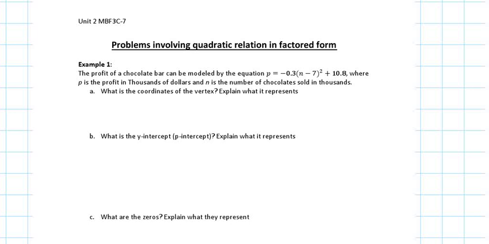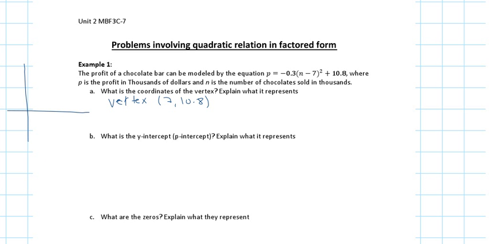So what is the coordinate of the vertex? So it's 7, 10.8. Okay? So if I'm looking at the x and y axis, what do the x and y axis represent here in this case? So which letter is the x axis? Which letter is the n axis? Is the y axis?